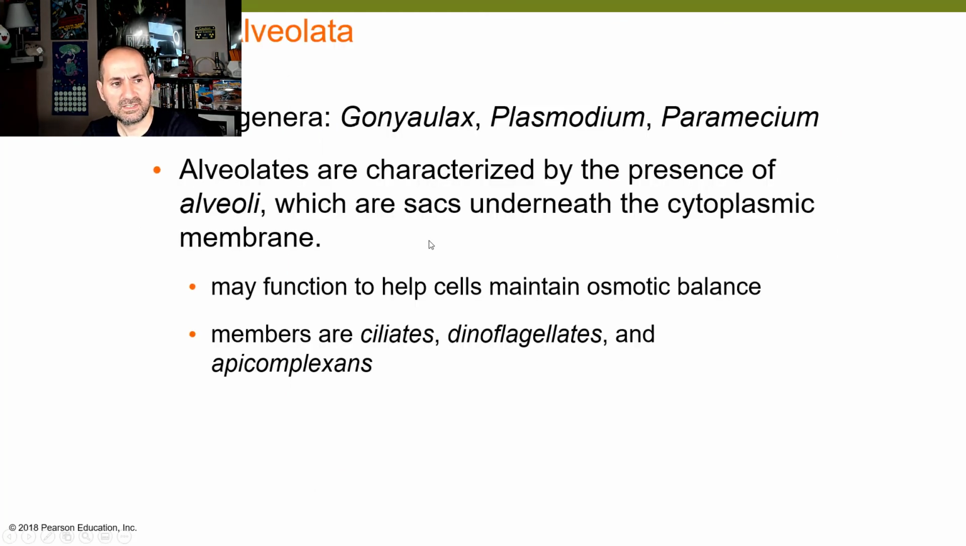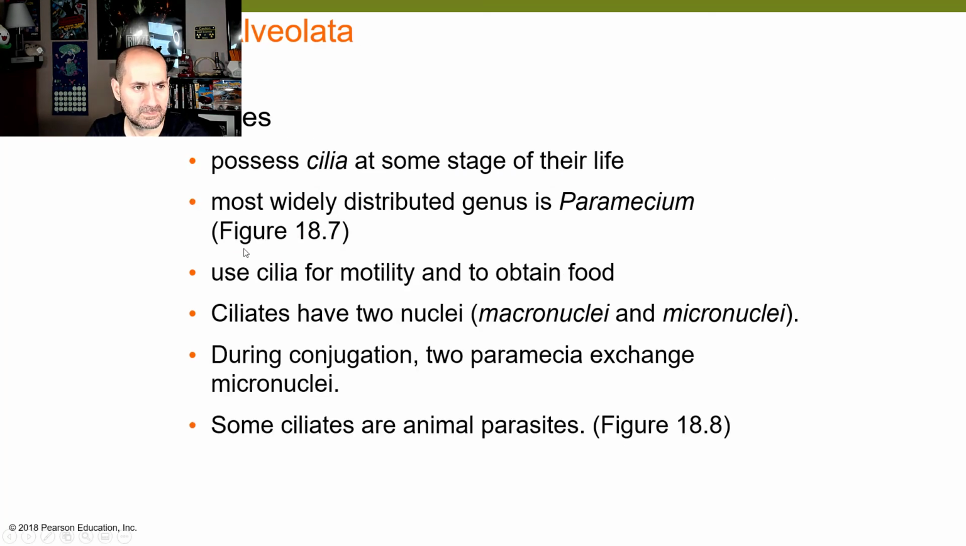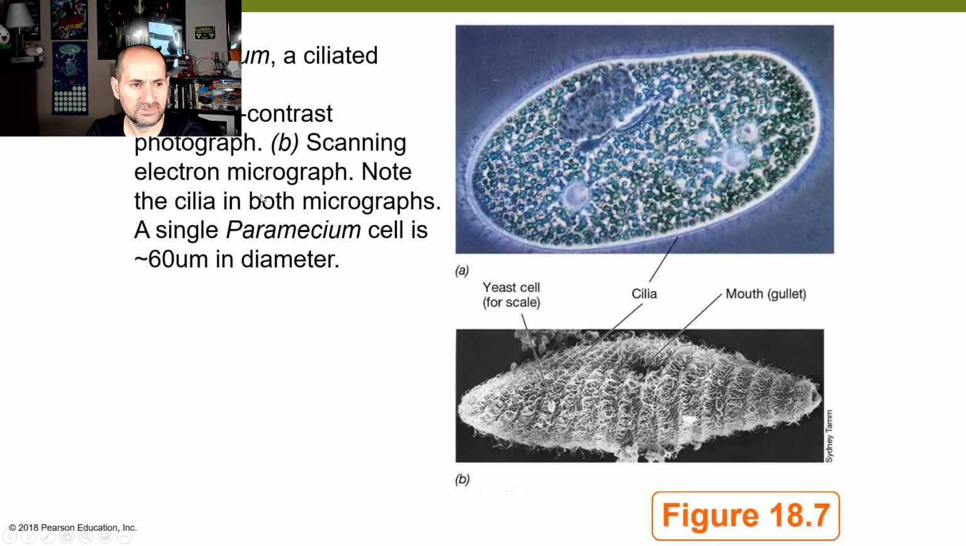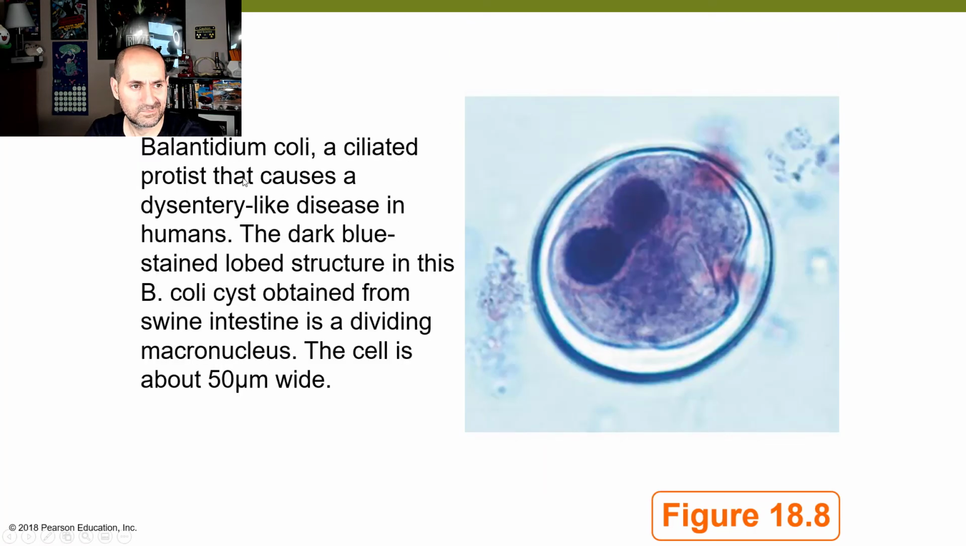Then the alveolata. The alveolata are characterized by the presence of alveoli, which are sacs underneath the cytoplasmic membrane. Here's an example of alveolata ciliates, such as the paramecium. You should know that paramecium is a ciliated protist. I don't think I want to touch too much on Balantidium coli.